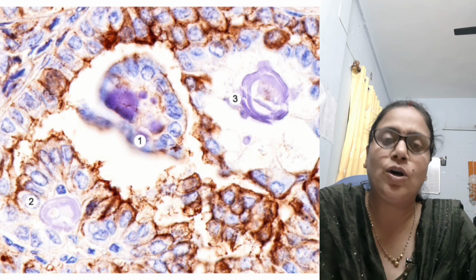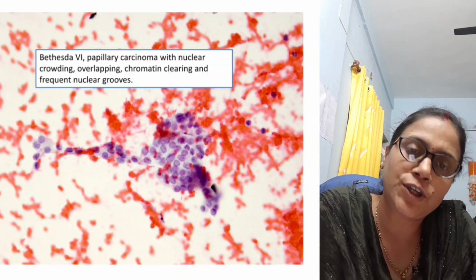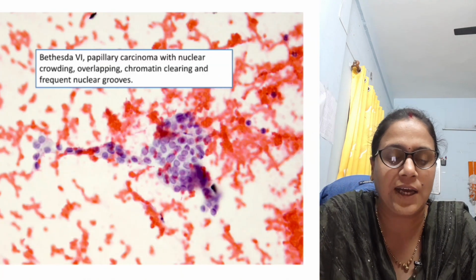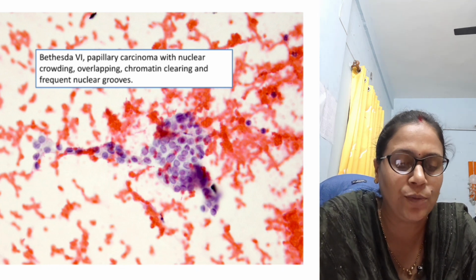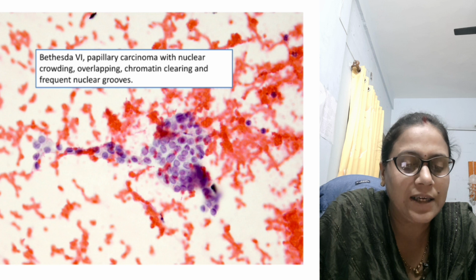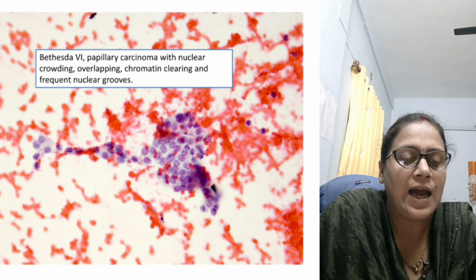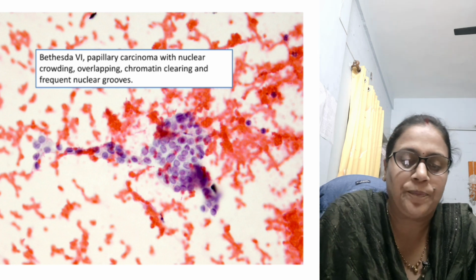So, this is on cytology, which is an important diagnostic tool for diagnosis of papillary thyroid carcinoma based on the Bethesda system of reporting thyroid cytopathology. You can see nuclear clearing, overlapping and crowding and nuclear grooving.